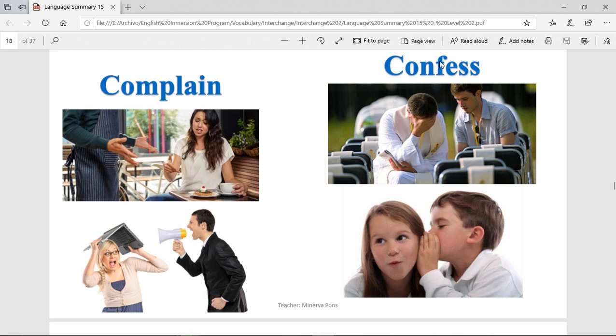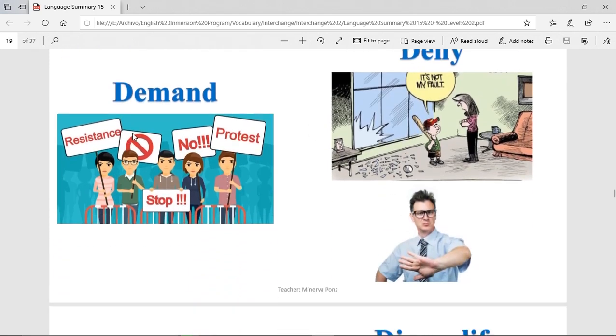Okay? Confess. When you confess is when you tell a secret or you tell the truth to a person. Maybe it's usually used with something that you previously didn't want to say. Demand. When you demand something is when you require something to happen. Like, we demand a lot of money for the teachers. That's something that we are requiring.